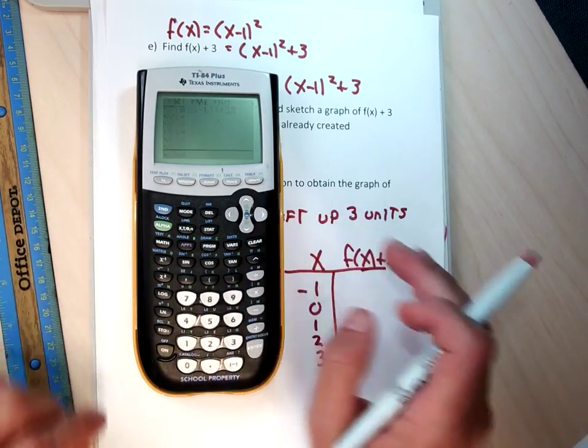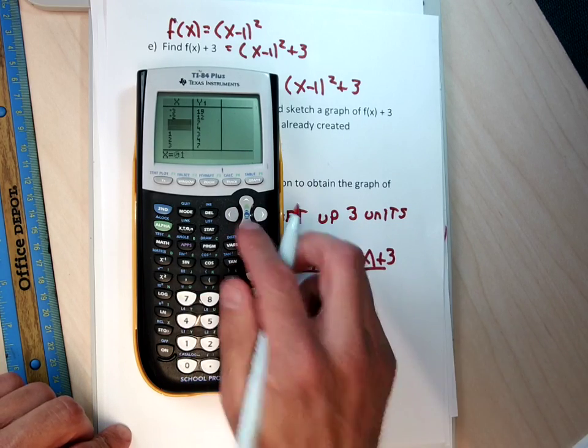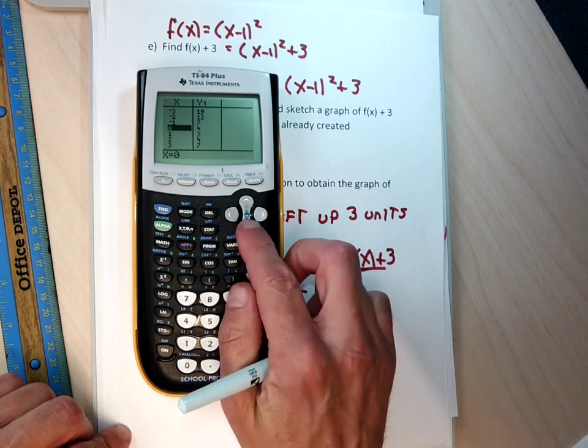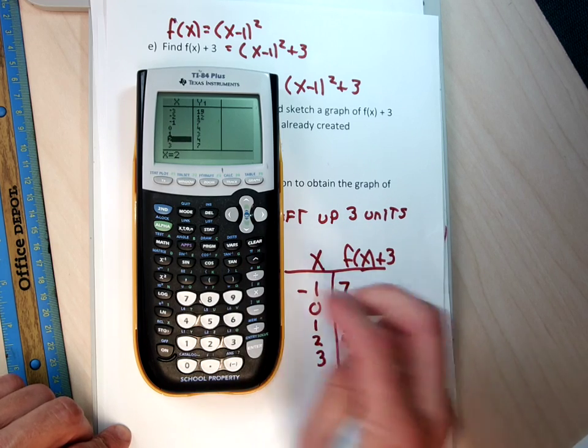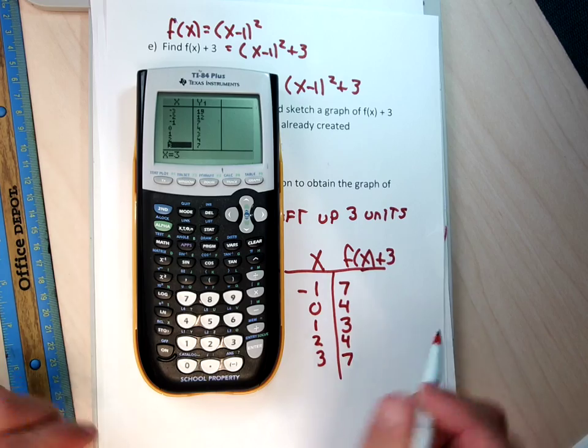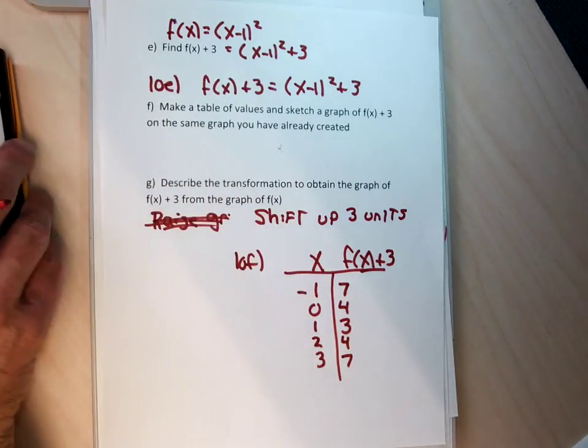Now second table, next to -1 I see 7. Next to 0, I see 4. Next to 1, I see 3. Next to 2, I see 4. Next to 3, I see 7. I'm just going to plot those 5 points and make another parabola.